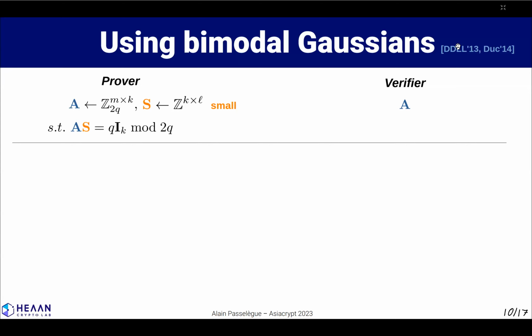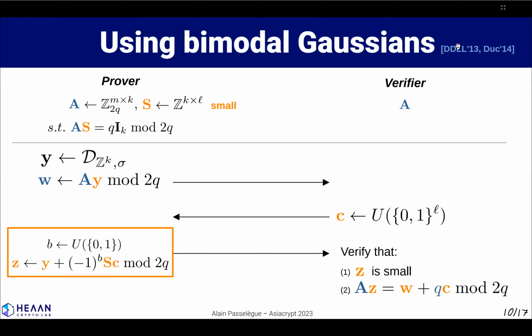So it's a very specific target Z. And so the verifier key is just A now, the target is already Q times the identity. Besides that, the protocol remains basically the same, except for 2Q, so you still sample a small vector Y, you commit to it like before. The verifier sends some challenge, which is a binary string.